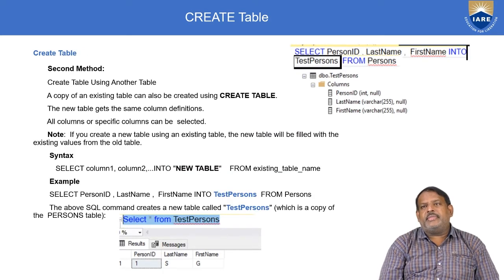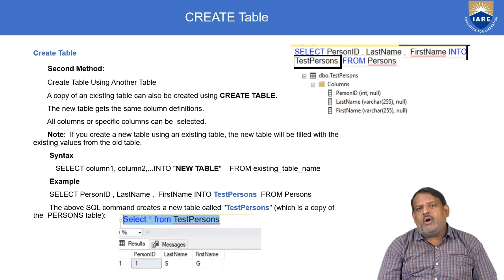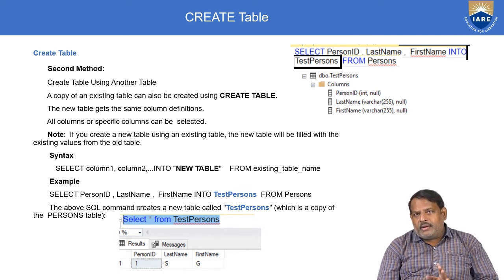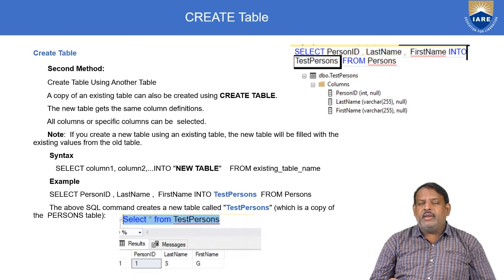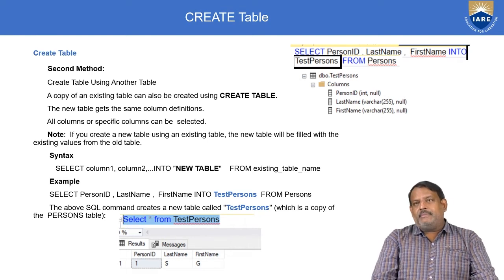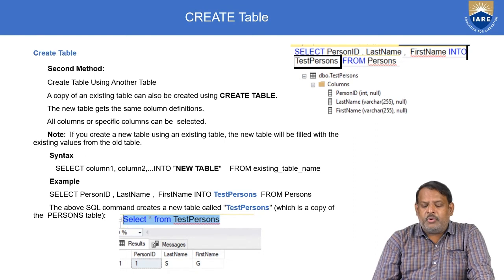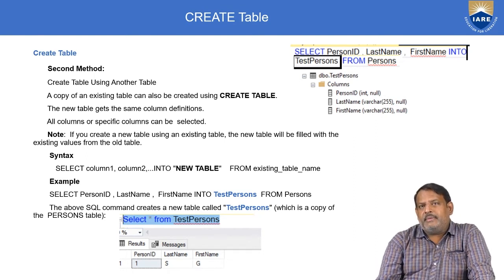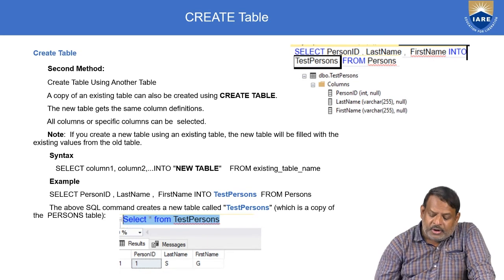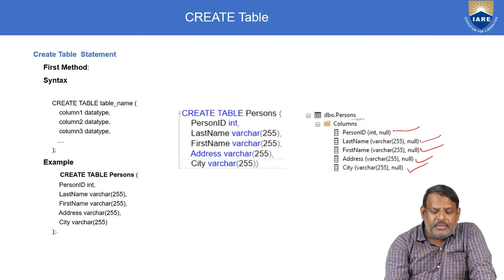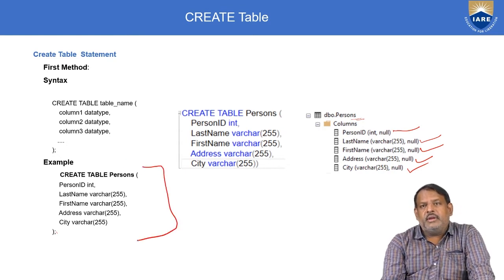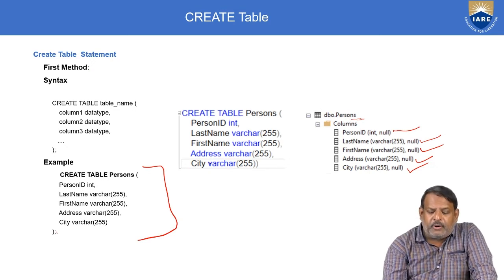Now we'll see the second method of creating. Currently we are dealing only with writing code. We'll see at the next stage how to create a table by using the graphical user interface. In the first method, we wrote code to create the table. This piece of code is used to create this table called person.